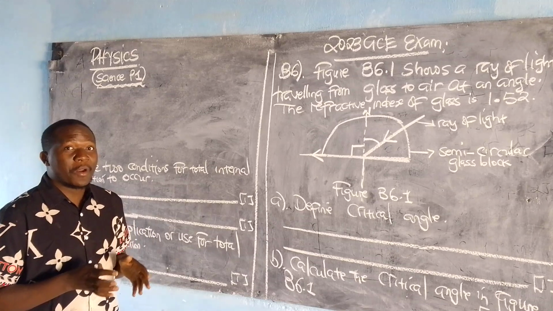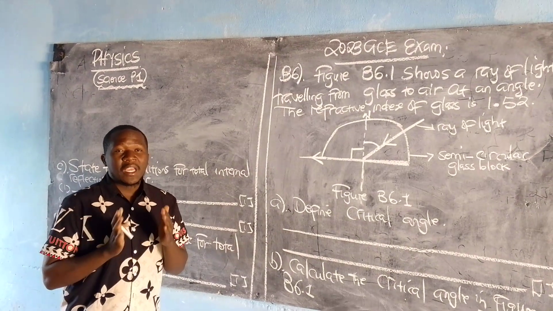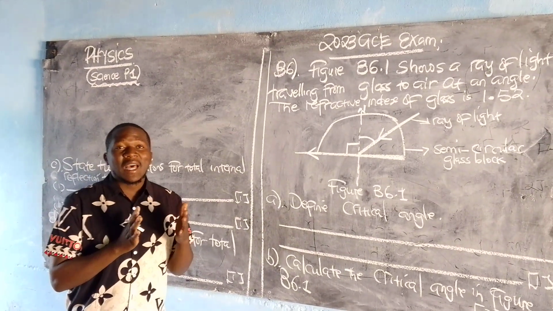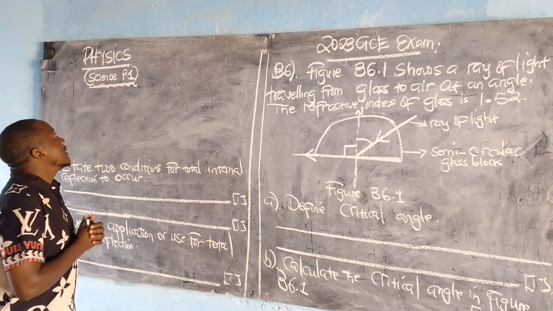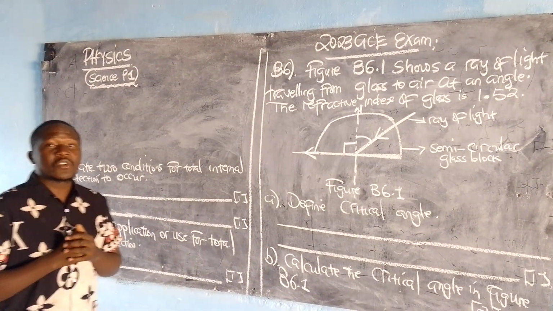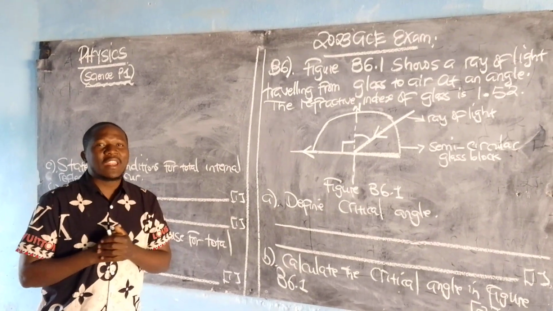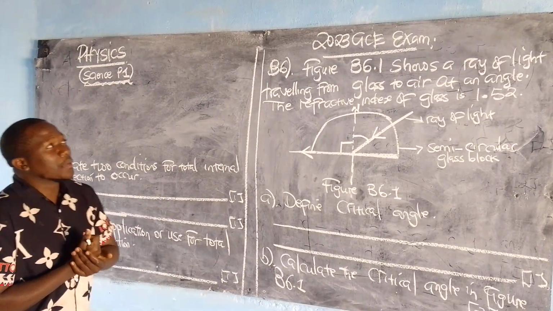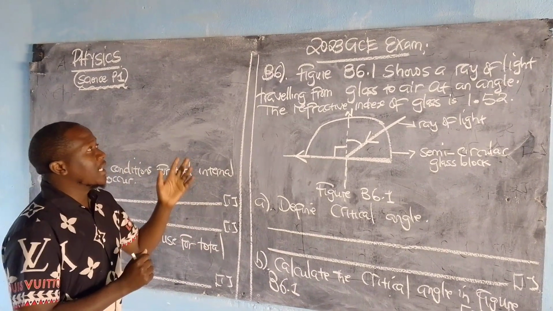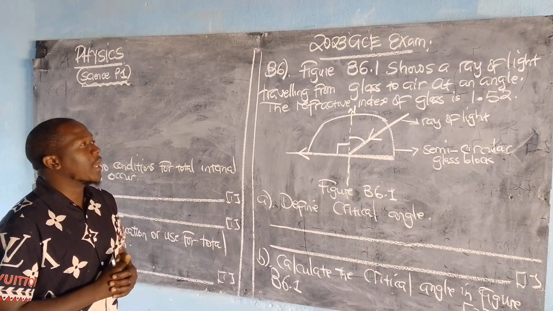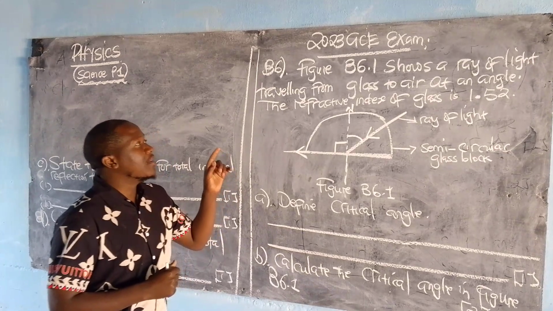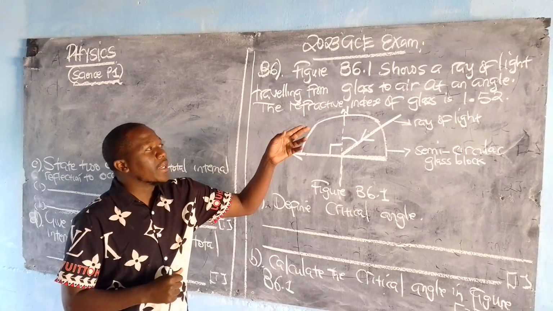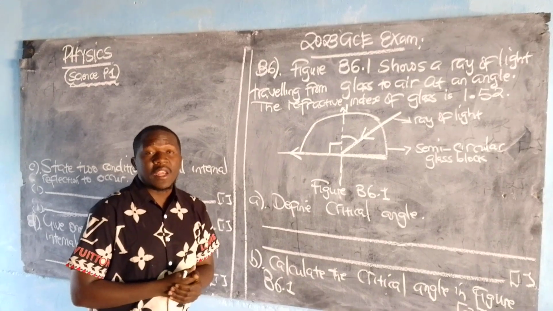In today's tutorial, we're only going to consider a very guaranteed and highly anticipated topic, which is going to be under light. Our discussion is going to be in Science Paper 1, particularly physics, trying to prepare adequately for the 29th July exam. So the question is of a 2023 GCE exam, and it says figure B6.1 shows a ray of light traveling from glass to air at an angle. The refractive index of glass is 1.52.